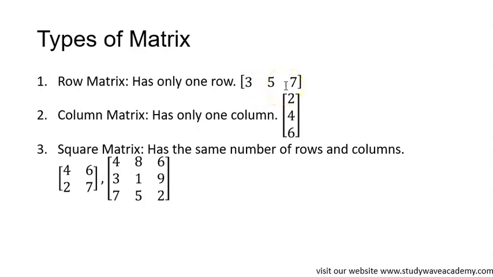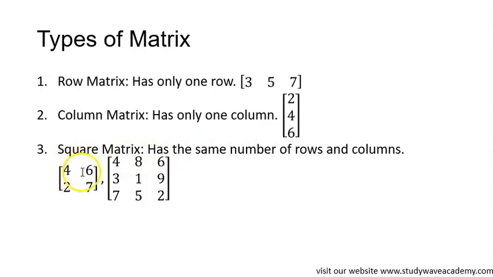Then another type of matrix we have is the column matrix. It has only one column, okay? So a matrix with only one column, which is this. Then the square matrix has the same number of rows and columns. Now we know this is a row and this is a column. So we have an idea of what it is, right? A matrix with an equal number of rows and columns is a square matrix.